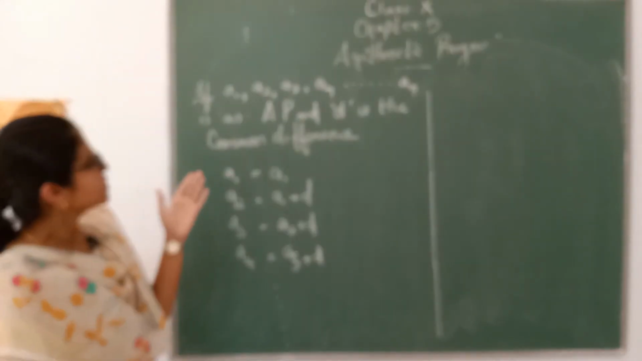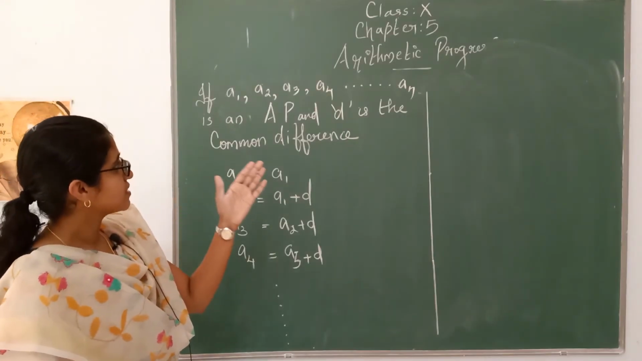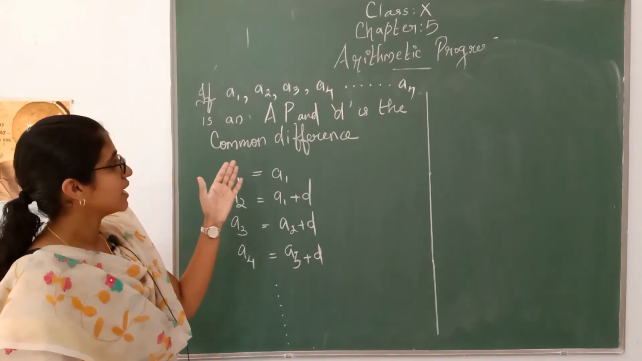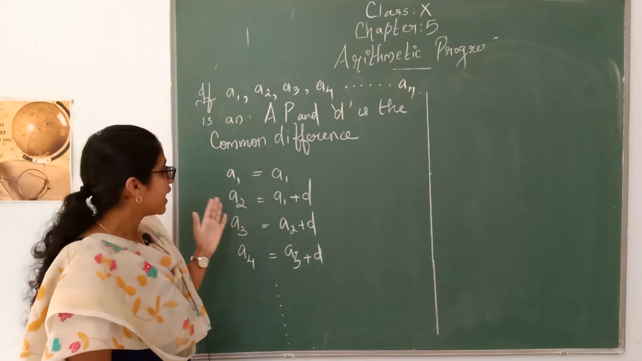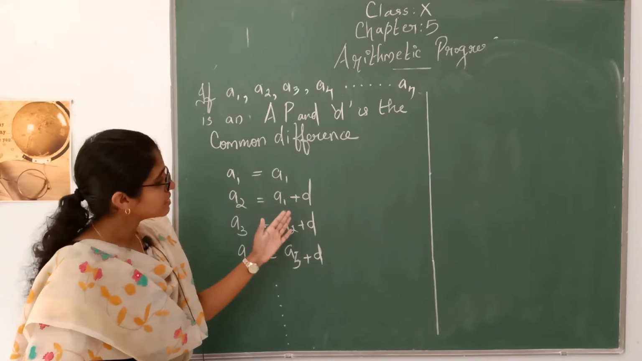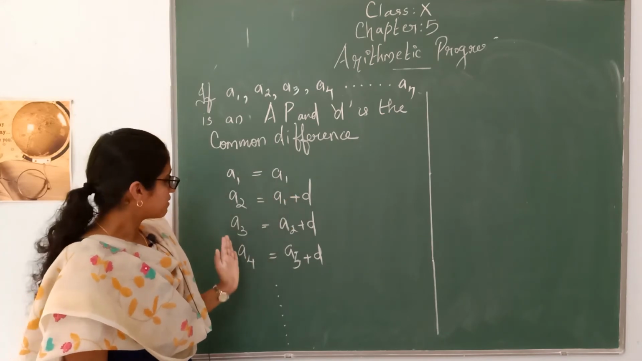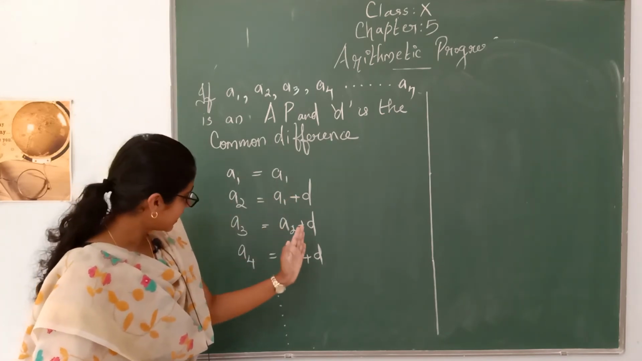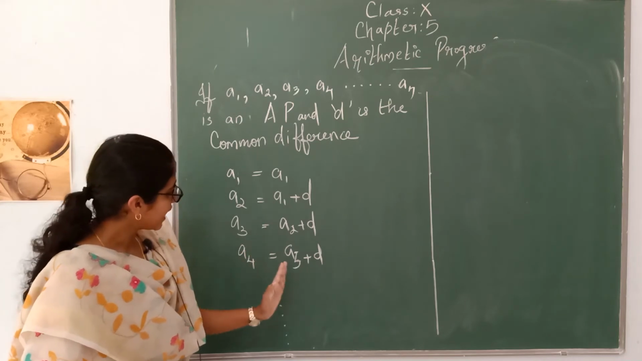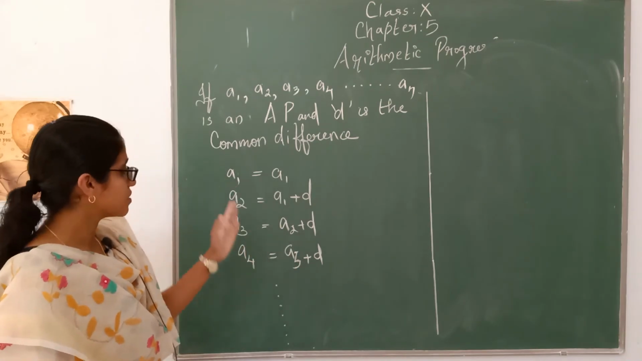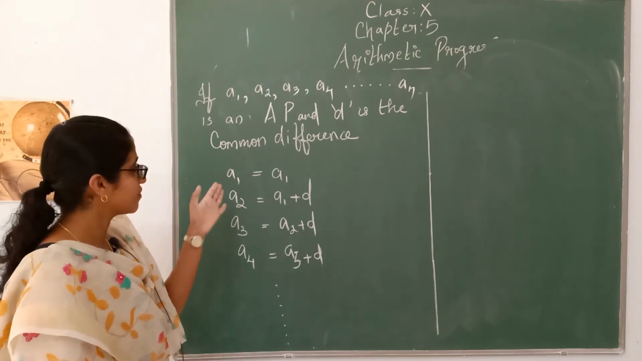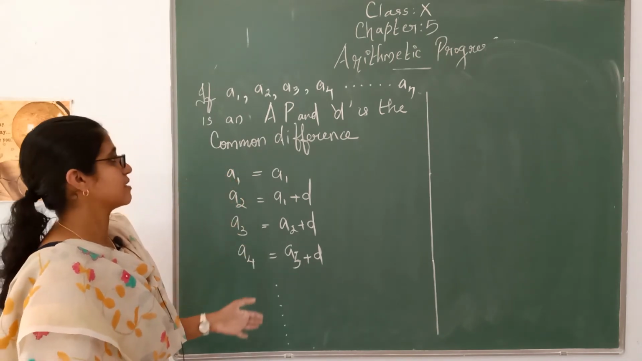If a1, a2, a3, a4, etc., an is an arithmetic progression and d is the common difference, we can write a1 is equal to a1, a2 is equal to a1 plus d, a3 is equal to a2 plus d, and a4 is equal to a3 plus d. We are adding the fixed number because it is an arithmetic progression.